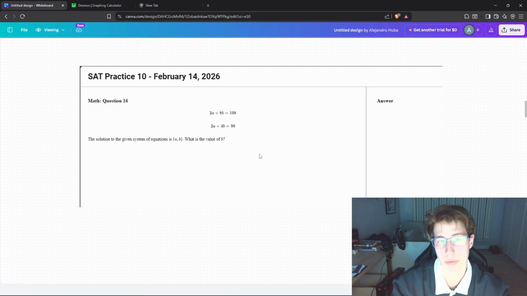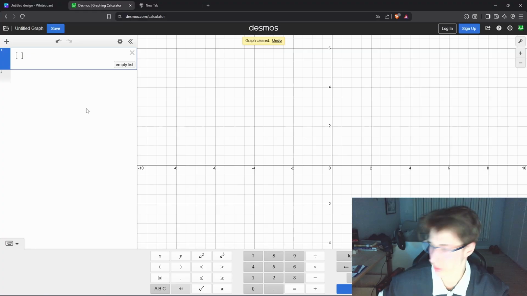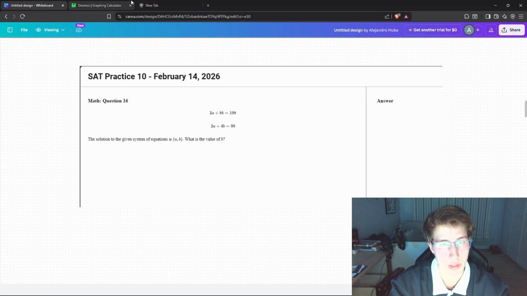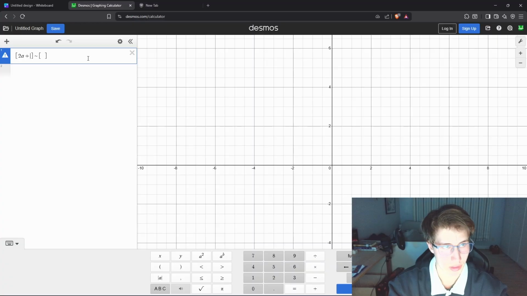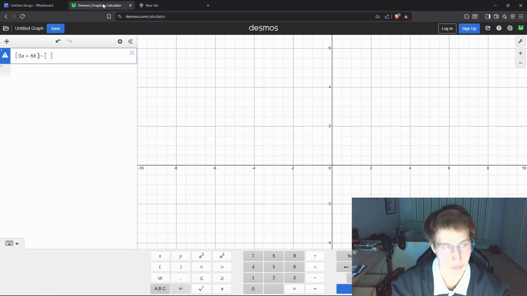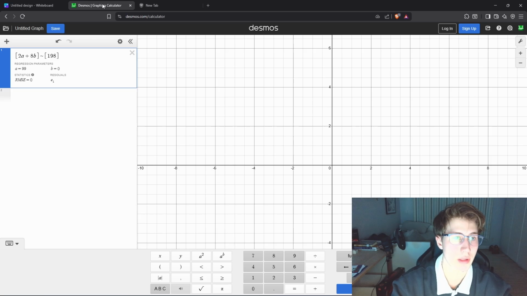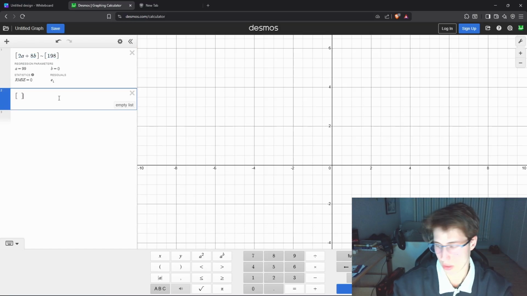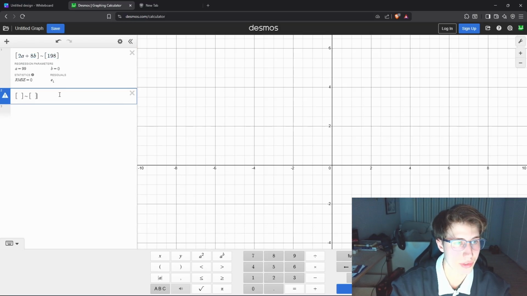Or what you can do is set up a system of equations, but with regression for Desmos to just tell you it. So we know that 2a plus 8b is equal to 198. What this is saying essentially is that anything inside this box is equal to anything inside this box. So it looks just like this.